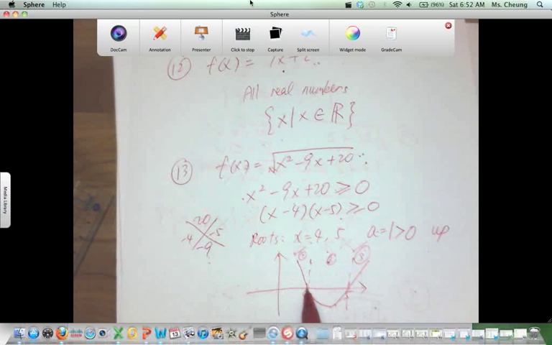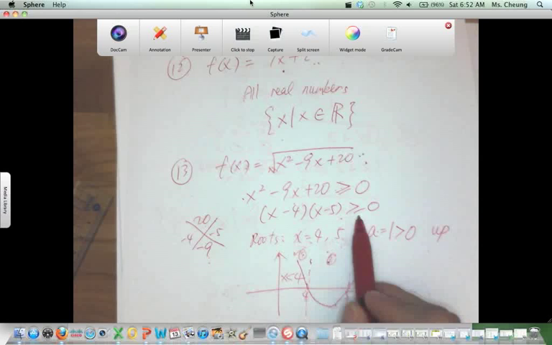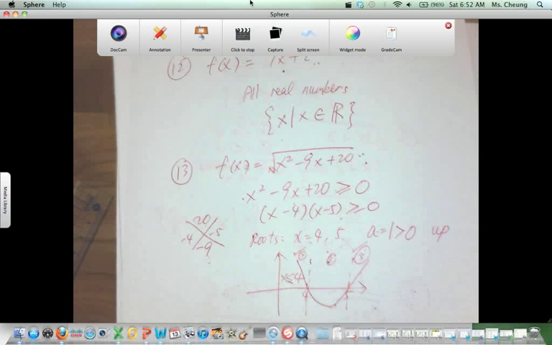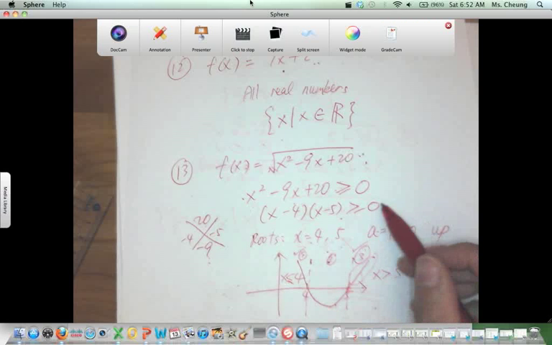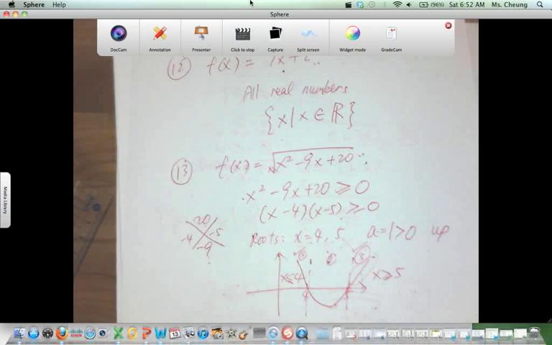The first one is above 0, which means all values of x less than 4. So this part is x is less than 4. It's also equal to 4, because when x equals 4, the graph equals 0. I can include 0, so I can put x less than or equal to 4. The third part is above 0, so these are all values of x greater than 5. When x equals 5, the graph equals 0 at this point, so I can put the equal sign here too.